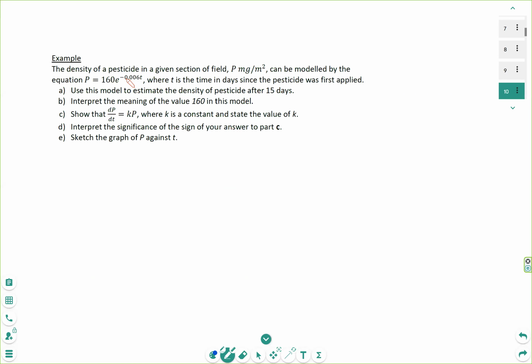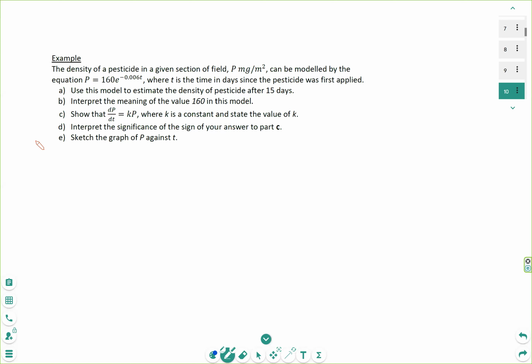The density of the pesticide in a given section of field, P, can be modeled by the equation P equals 160 e to the power of negative 0.006 t, where t is the time in days since the pesticide was first applied. Use the model to estimate the density of the pesticide after 15 days.